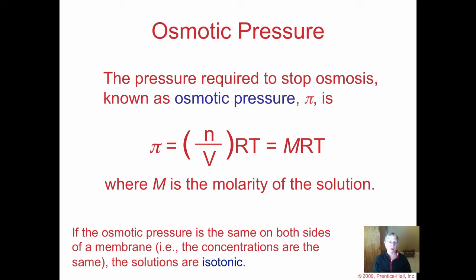Now, before we get in there, though, I will actually be following up with a few slides talking about the concentrations of substances. And if the osmotic pressure is the same on both sides of that membrane, we call that being isotonic. Iso means same.